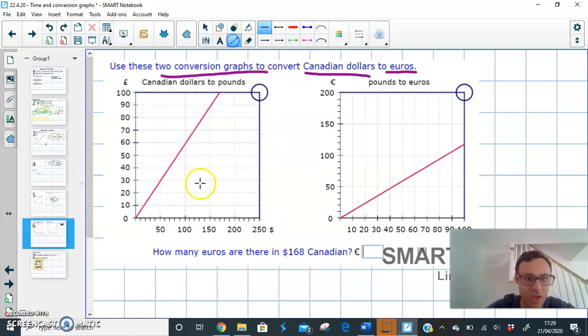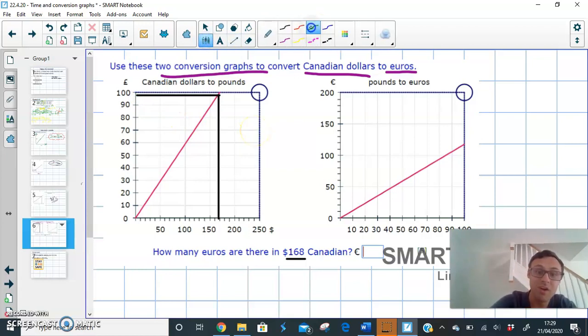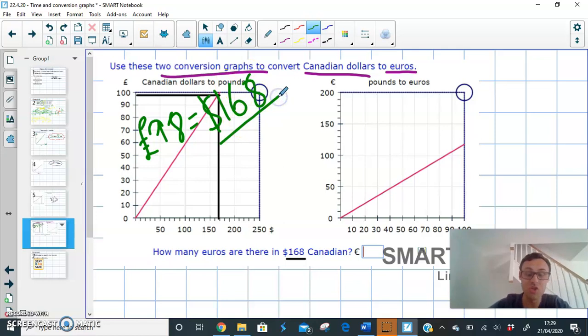So first things first, it says how many euros are there in 168 Canadian dollars? Right, well, here's 150. These are my Canadian dollars here because this is pounds, so I'm using my x-axis. 150, 160, 170, 180, 190, 200. Right, we're going in tens. 168 is close to 170. So I'm going to go up this line here. Pretty much hits the line just then, really close to the top. So I would say that's probably about 98 pounds. So 98 pounds, I would say, is roughly 168 Canadian dollars.